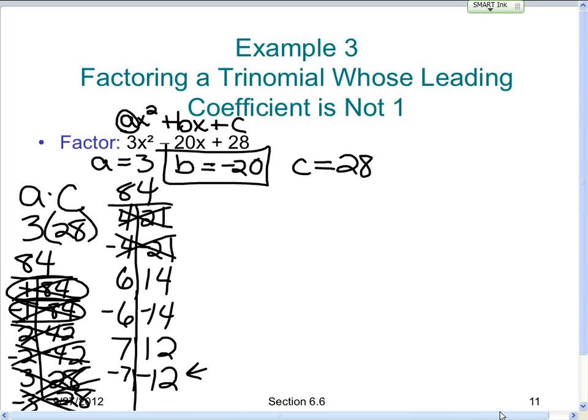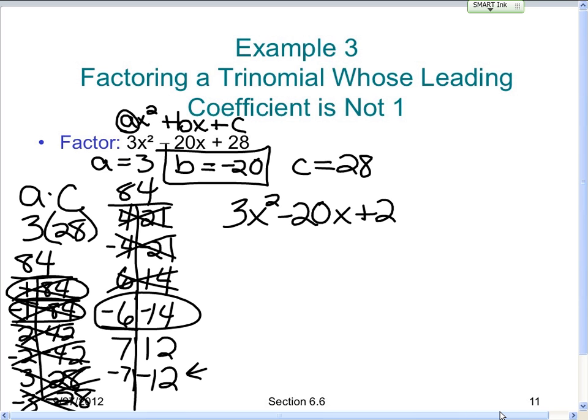If I add 6 and 14, I get a positive 20, which is at least headed in the right direction, but it is not negative 20. How about negative 6 and negative 14? If I add those together, I get, indeed, negative 20. So I'm going to circle that pair, negative 6 and negative 14, and go back to the original problem. So my original problem was 3x squared minus 20x plus 28.